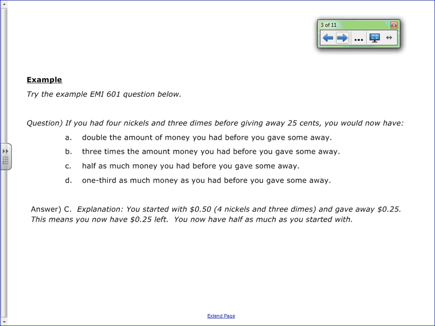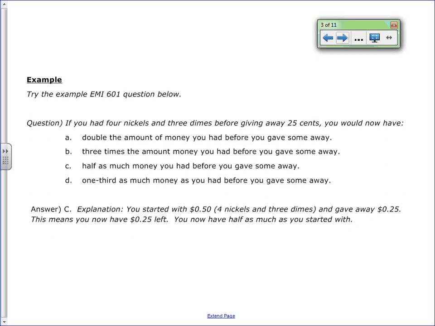So if we examine this, if you had 4 nickels and 3 dimes before giving away 25 cents, you would now have. Another key thing to think about with these is that oftentimes there are long sections of words that really just mean one number. So whenever possible, try to write down the number that that phrase is referring to. If we take a look at this first one as an example, let's break it down and actually just write it out as numbers.